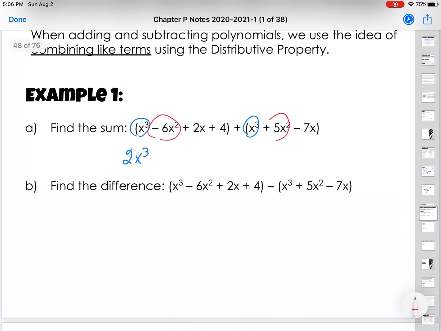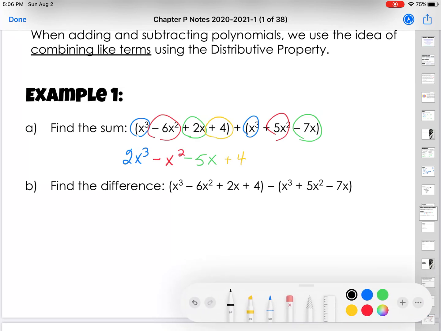And then we have a negative 6x squared and a positive 5x squared. So that's a negative 1x squared. And we have a 2x and a negative 7x, so it's a minus 5x, and then the plus 4, which is by itself.